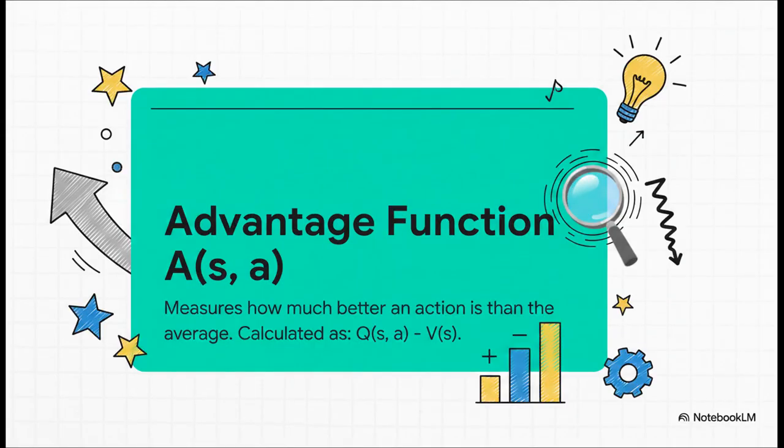And all of that leads us to the real game changer, the advantage function. This is the key. It just asks a simple but powerful question. How much better, or worse, is taking this action compared to my average, normal move from this state? It's literally just the Q value minus the V value. It tells us if a specific move gives us an actual advantage over our usual habits.